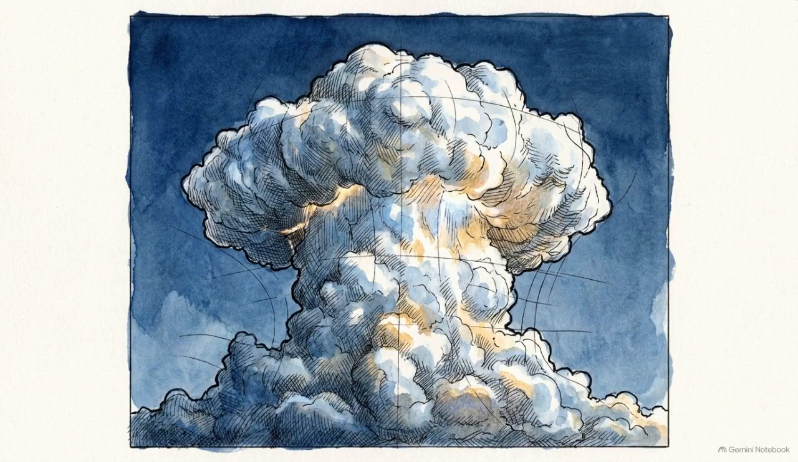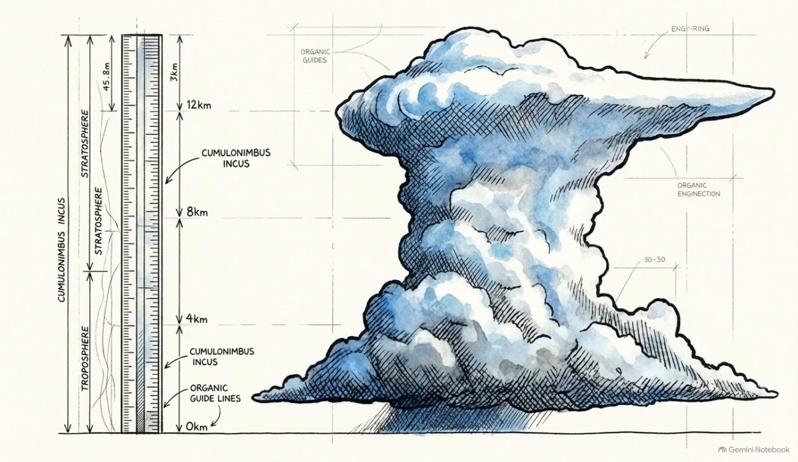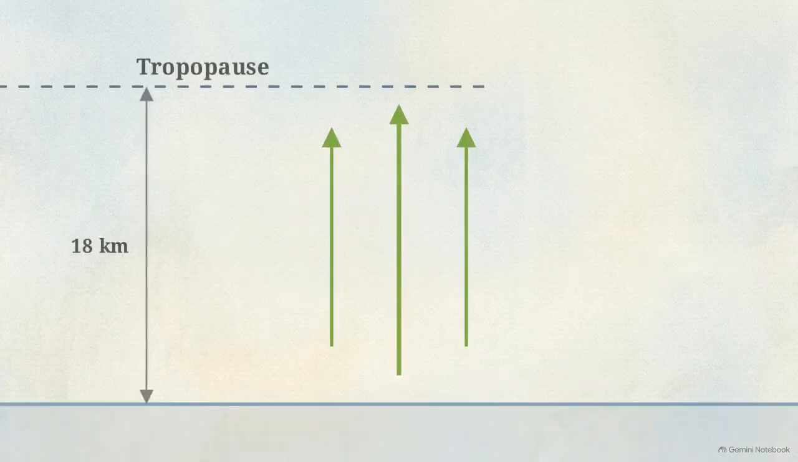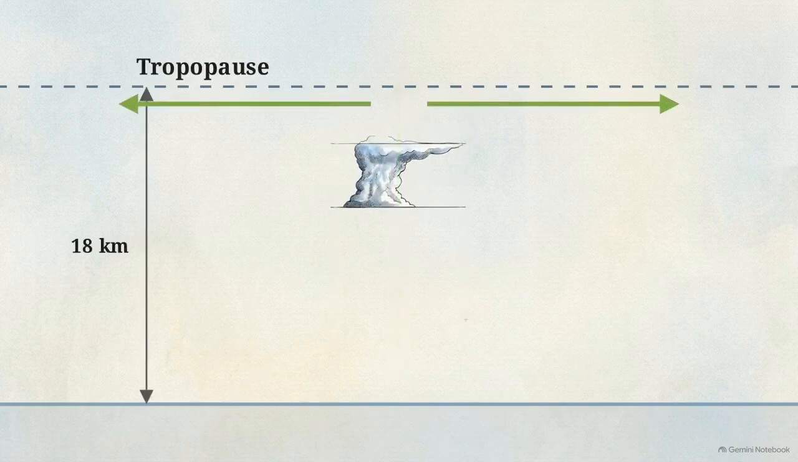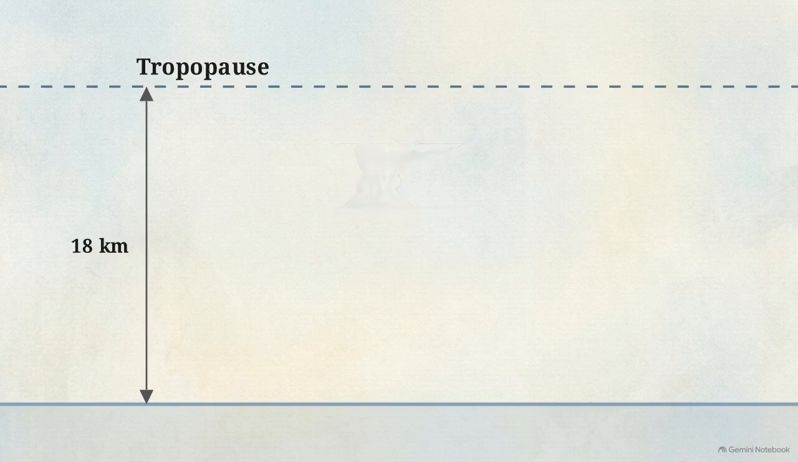This energy originates within the cumulonimbus cloud. These massive formations are towers of moisture that can stretch 18 kilometers into the atmosphere. This diagram shows the formation process. Sun-heated moist air rises rapidly until it hits an invisible ceiling called the tropopause. Blocked from further vertical growth, the air spreads horizontally, creating the cloud's signature anvil shape.